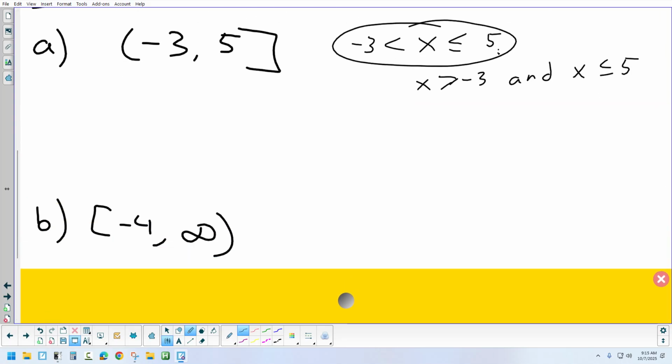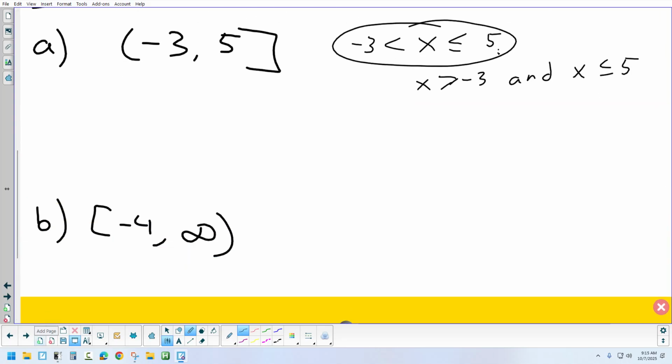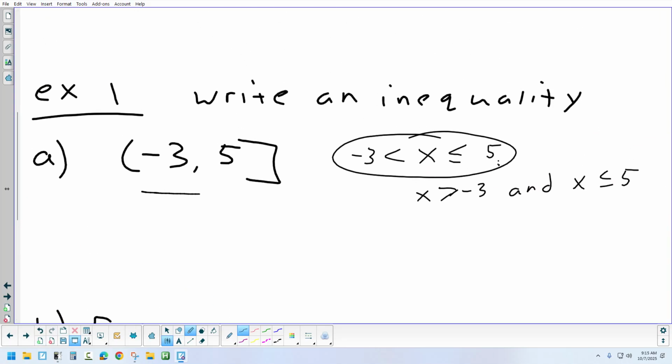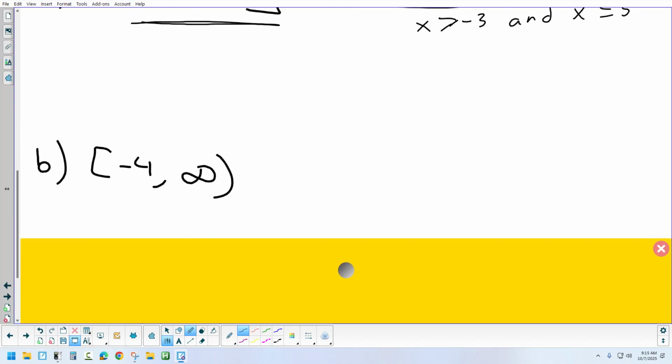All right, let's try this one. First, actually, is this interval bounded or unbounded? That's bounded. I'm telling you a low number and a high number, and you got to pick numbers in between. How about this one? Bounded or unbounded? It's unbounded. There's no limit how high of a number you can pick.